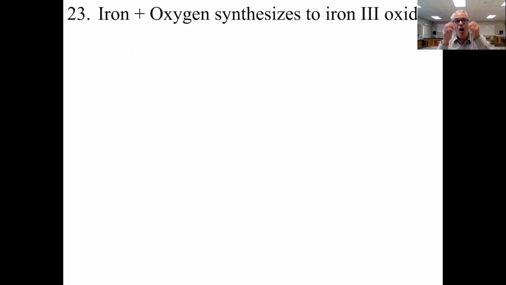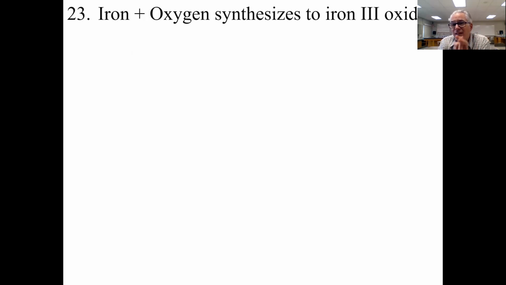All right, iron and oxygen are going to synthesize into iron Roman numeral 3 oxide. Iron is a metal, oxygen's a gas, and iron Roman numeral 3 oxide is called rust. Rust is a solid also. So we're going to write the formula for the skeleton, phase symbols, right? Fe solid plus O2 gas, arrow. And what is this? Iron Roman numeral 3 oxide.